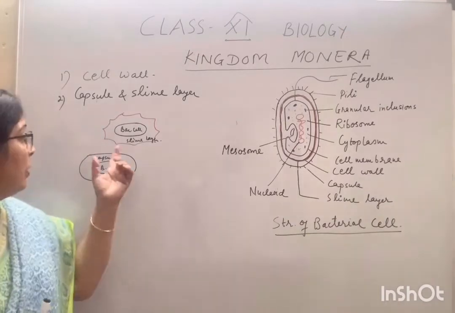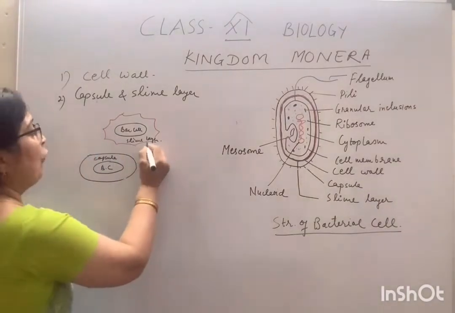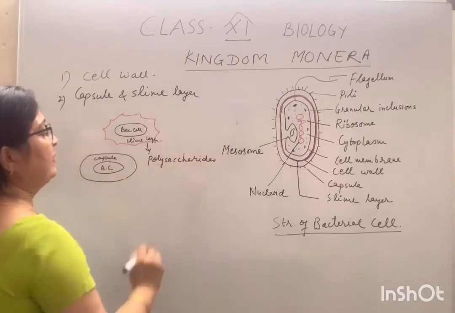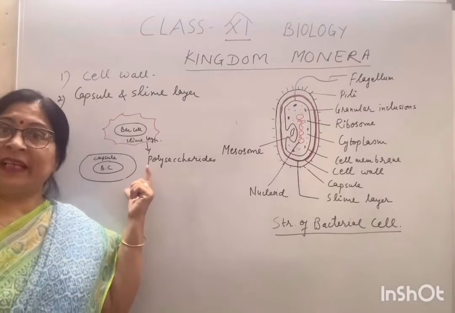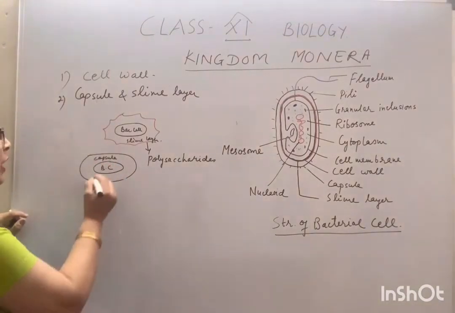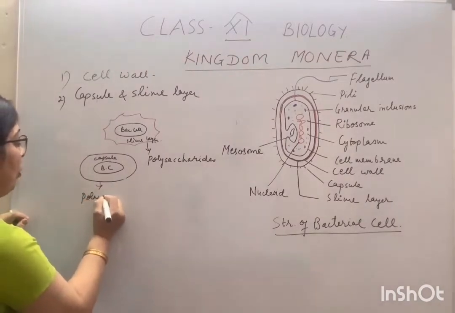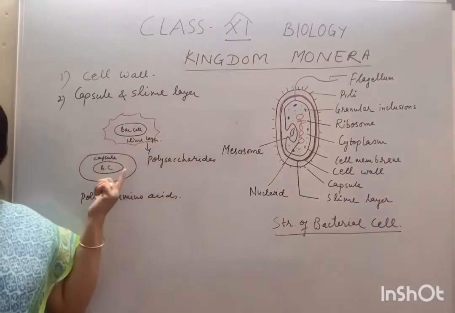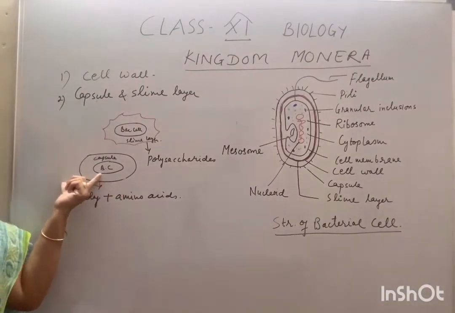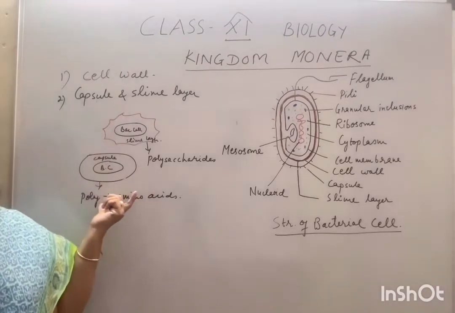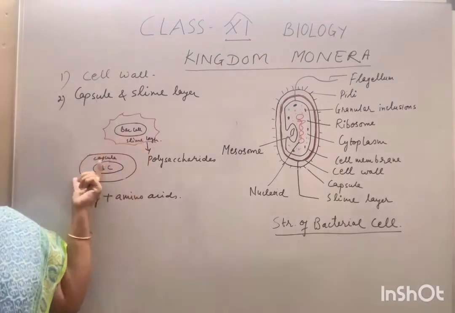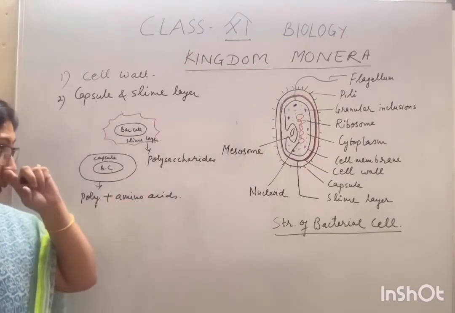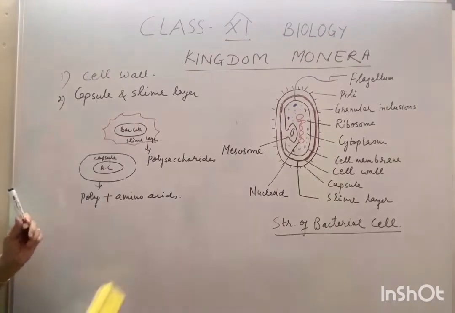Now this slime layer is composed of polysaccharides. When these polysaccharides are attached to amino acids, it is capsule. That means the capsule consists of polysaccharides plus amino acids. So when polysaccharides get attached with the amino acid, it forms what? Capsule. So the capsule layer cannot be removed. These two, the slime layer and the capsule, protect the bacteria from environmental dangers, for example antibiotics. So capsule and slime layer is over.